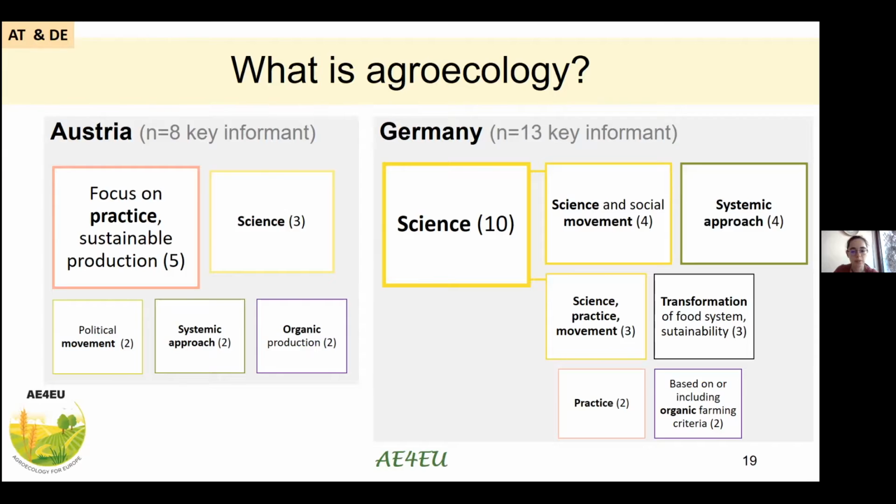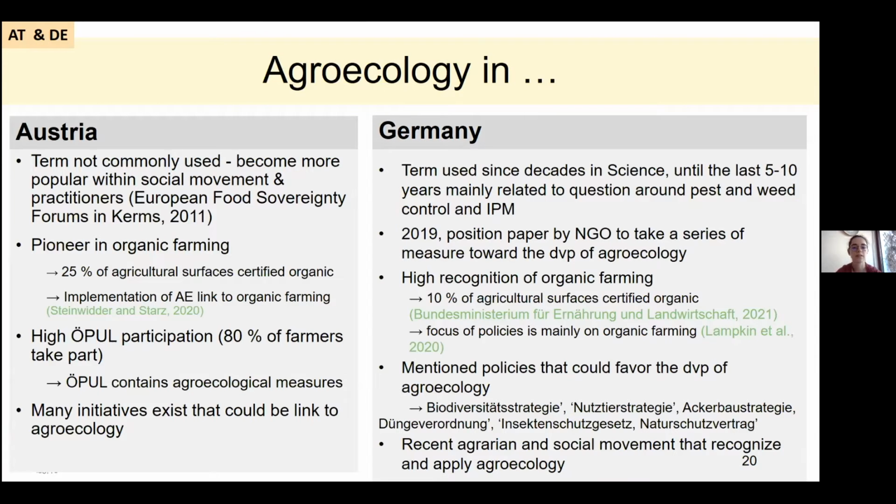Next, you will see that overall, the key informants said that the term itself is not commonly used, except by researchers and scientists studying the interactions and relationships in an ecosystem, including the influence of humans on the environment. However, the research was presented as being very fragmented, and the findings are not always linked to developing agroecological practices. And there are some social movements and NGOs that are using the concept of agroecology. For example, during the European Food Sovereignty Forum in Austria, or recently there was the publication of a position paper to strengthen agroecology in Germany.